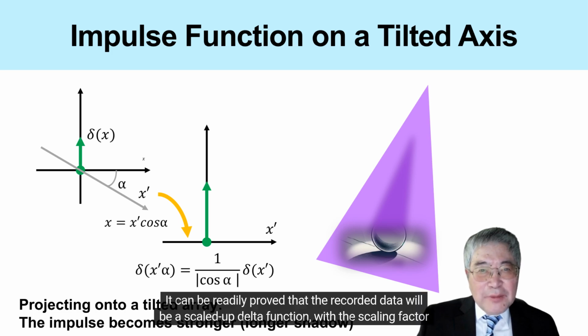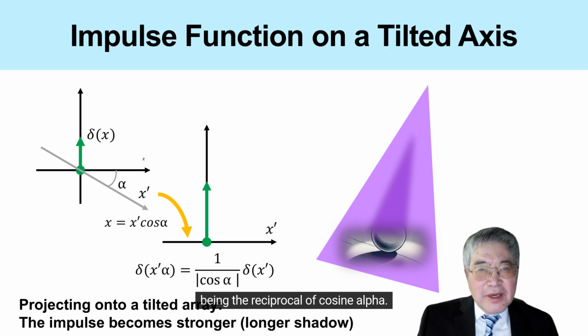It can be readily proved that the recorded data will be a scaled-up delta function, with the scaling factor being the reciprocal of cosine alpha.